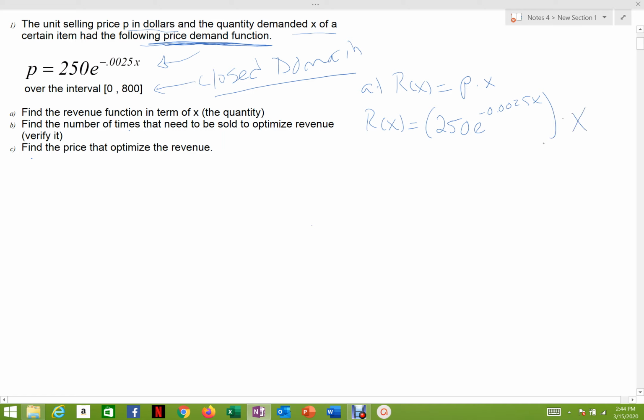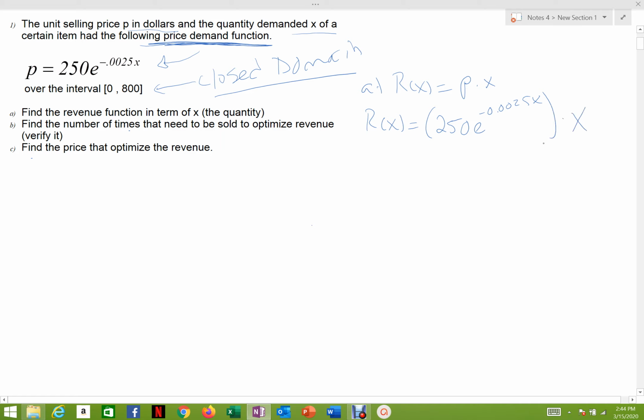Now part B. We want to find the number of items we need to sell in order to optimize revenue. Optimizing revenue means I want to maximize it, to find the biggest possible revenue. Revenue is the generation of sales, and so we want to maximize revenue. Remember, it's a closed case, so the setup is not new. It's just that when I go to find my derivative, I will have an exponential. To maximize revenue on the closed interval, we'll be using the extreme value theorem.